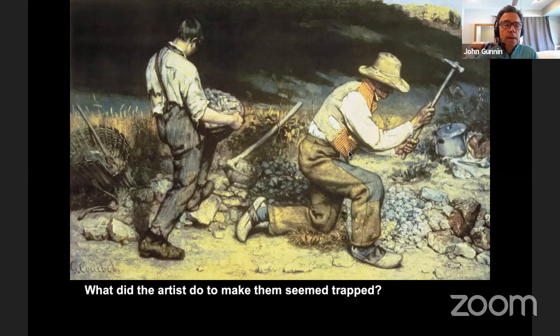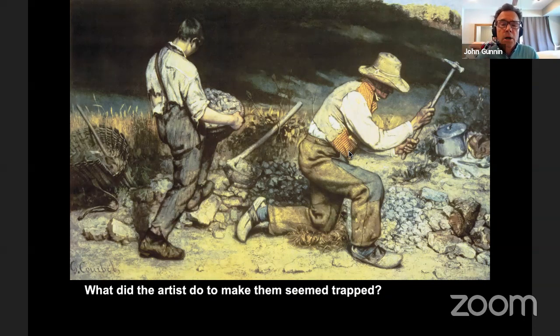Okay, so you might ask it this way: what is this artist doing to make these people feel trapped within this world? Because one of the things that Karl Marx wrote about was the lack of opportunity for social advancement.